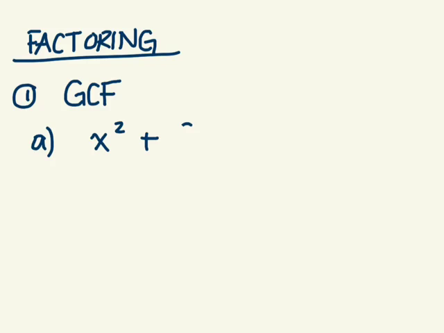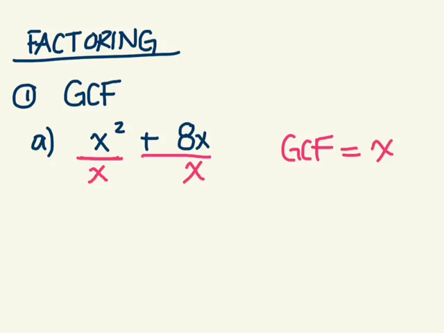X squared plus 8x. Two terms. We have an x squared term and we have a positive 8x term, right? What do both of these terms have in common? What can they both be divided by? They can both be divided by x, right? Which means that the greatest common factor is x.